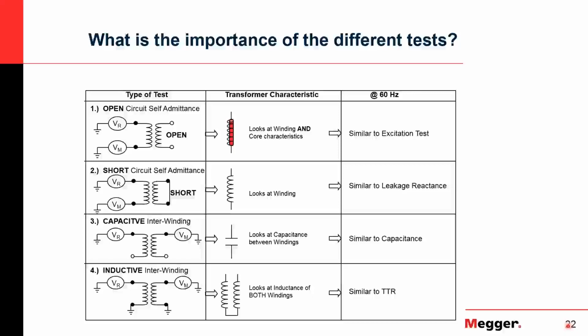And then the next thing is the short circuit self-admittance test. This once again looks at the winding, because shorting shorts out the core effects of the response. This is basically your leakage reactance test again, where you're energizing one side of the winding, you're measuring the response on the other side of the winding, and then you short out the secondary, and you can look at the leakage reactance of this transformer.